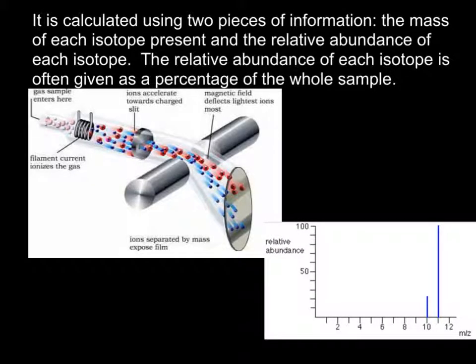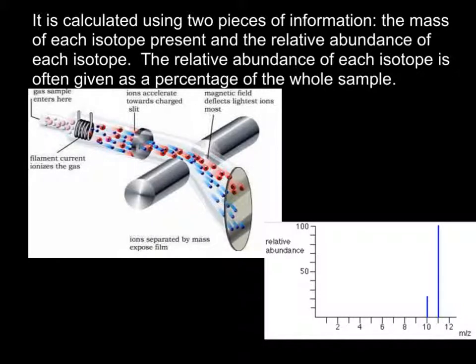Now, in order to calculate the average atomic mass for an element, you need two pieces of information. You need to know the mass of each isotope that's present, and you also need to know something called the relative abundance for each isotope. The relative abundance is the percentage out of the whole sample that is each isotope. That information is often provided for you, and that's originally coming from lab data.